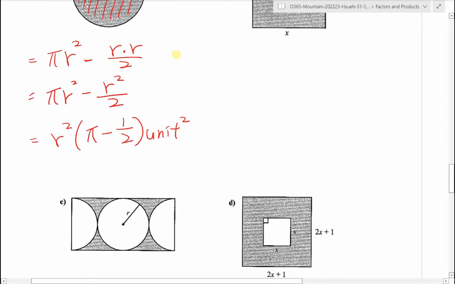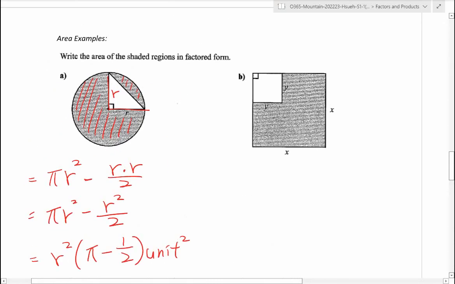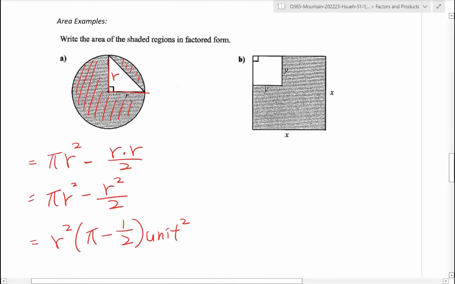All right, I will show you part B as well, and I will let you try part C and D. For part B, similarly, to find the area of the shaded region, we simply take the larger square minus the smaller square. Hold on a second, that sounds very familiar. It's squared minus a square. Oh, that's a difference of squares, hey?